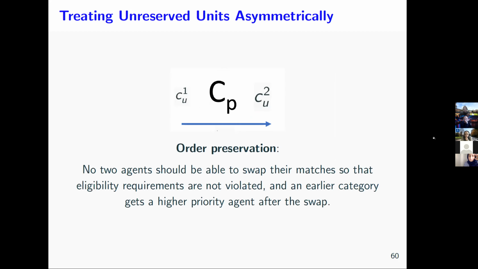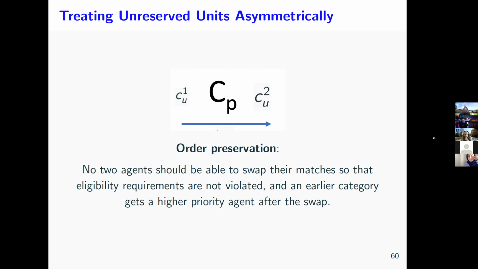So we came up with an axiom which has not been defined in previous work, because typically people talk about rules rather than axioms of outcomes. So we came up with an axiom of matchings or outcomes, and the property is called order preservation. And it requires that no 2 agents should be able to swap their matches so that the eligibility requirement is not violated and an earlier category gets a higher priority agent after the swap. So this is the main axiom that we use.